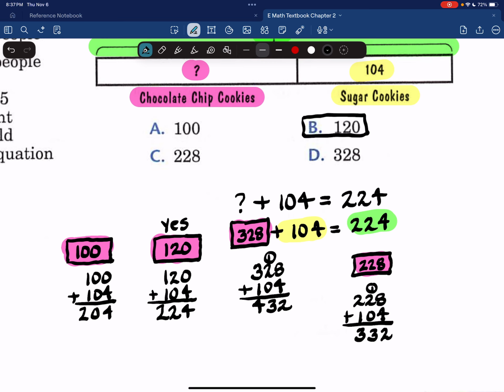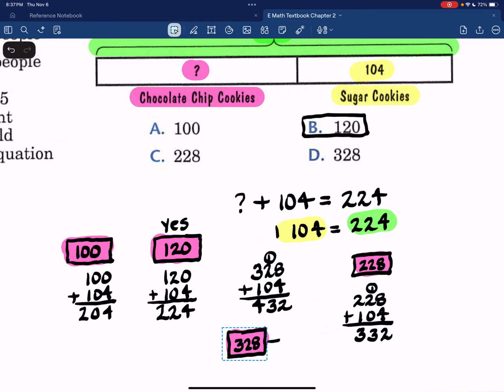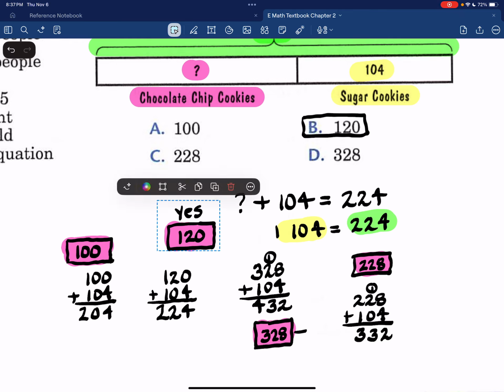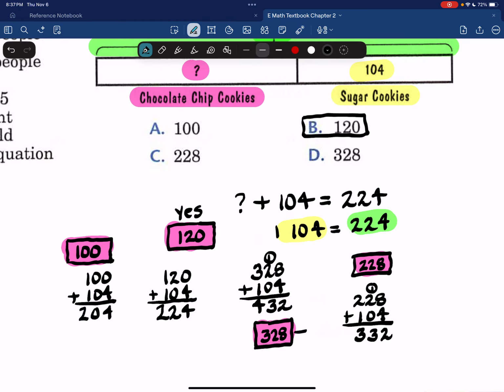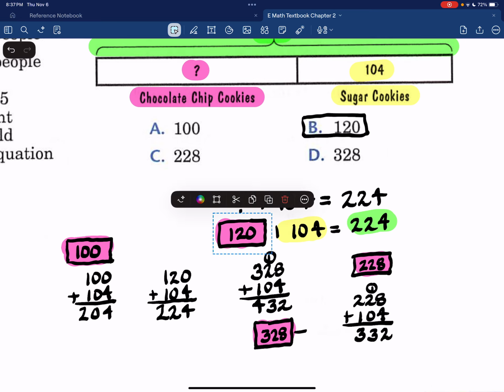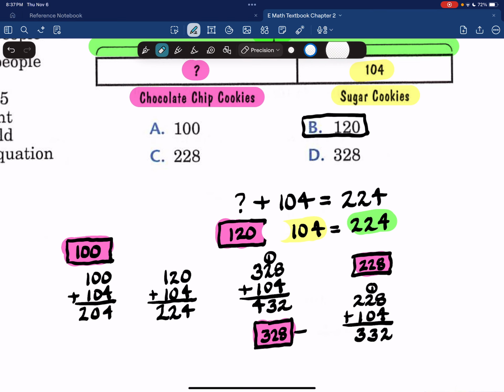So the answer we want is this 120, and I'm going to go ahead and make the equation true. I'm going to bring this down here and bring the 120 back up here. Let's take the word yes off and then bring the 120 back up here. That question mark is 120. That's the only thing that would make this equation true. So that's our answer right there.